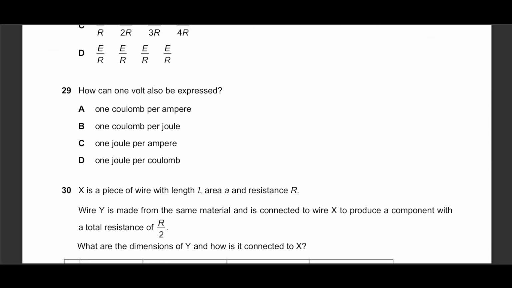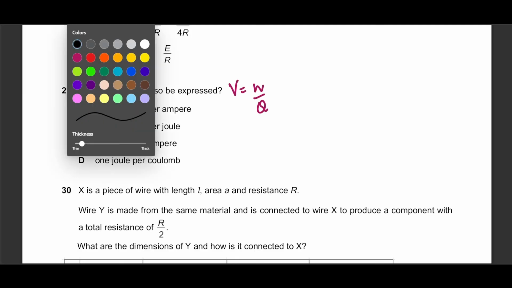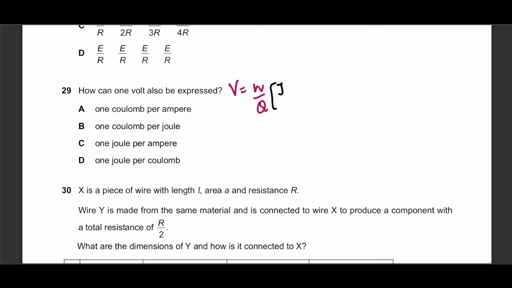How can 1 volt be expressed? So volt is equal to work done per charge. Sometimes young people forget about this equation, so this is going to be joules per coulomb, which is why option D makes more sense, 1 joule per 1 coulomb.